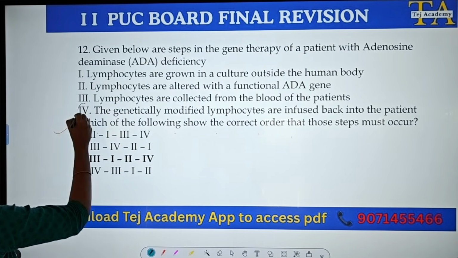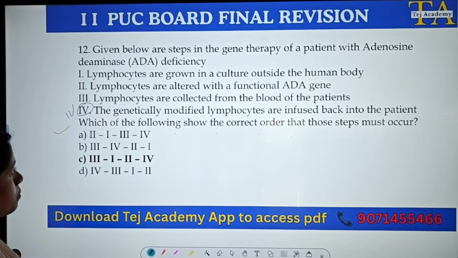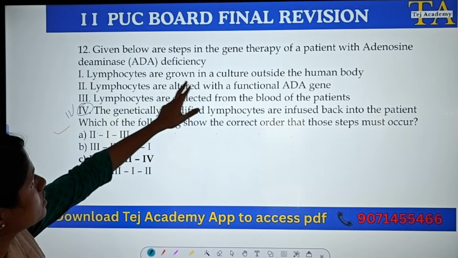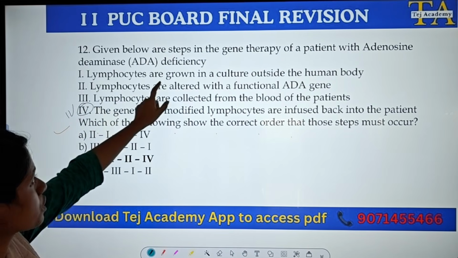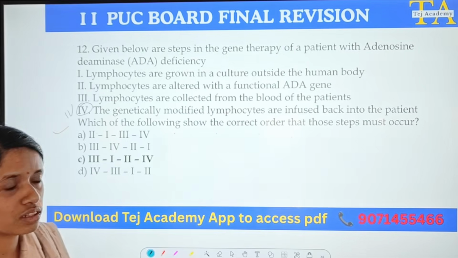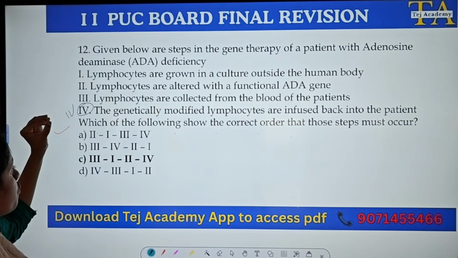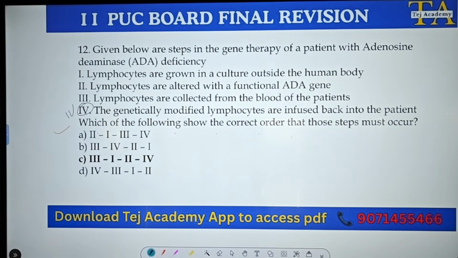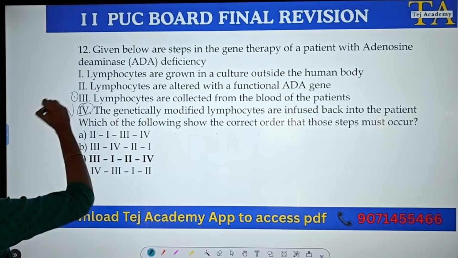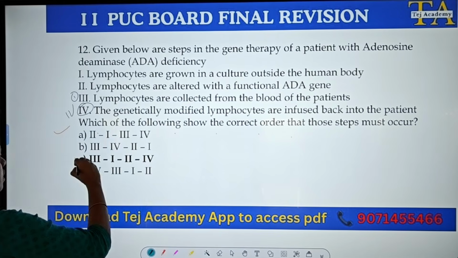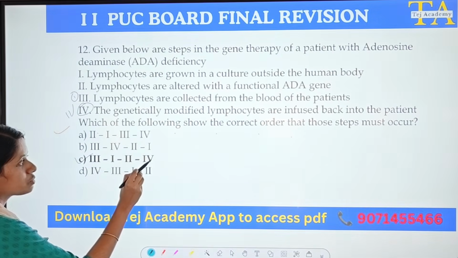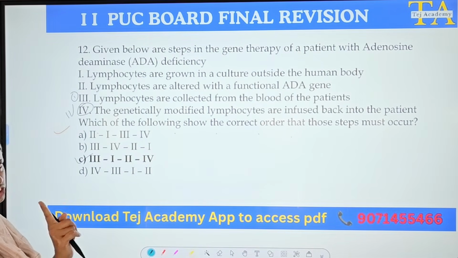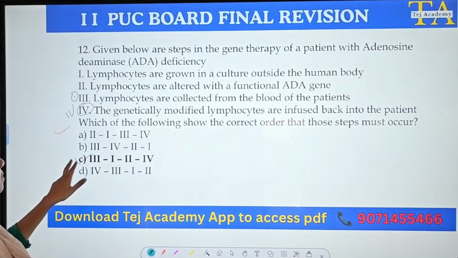Now we have already decided this is the last one that needs to come. And now let's again go with the statements. First statement is, lymphocytes are grown in a culture outside the human body. Without collecting lymphocytes from the patient's body, we cannot grow them in the culture. So the first statement should be the 3rd statement. So here only in the case of C, among A and C, the 4th statement comes in the last and the 3rd statement comes in the first. So the correct option is C.